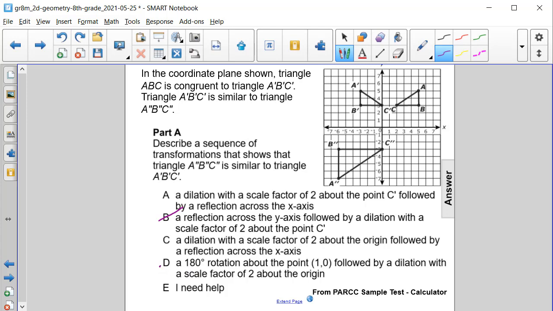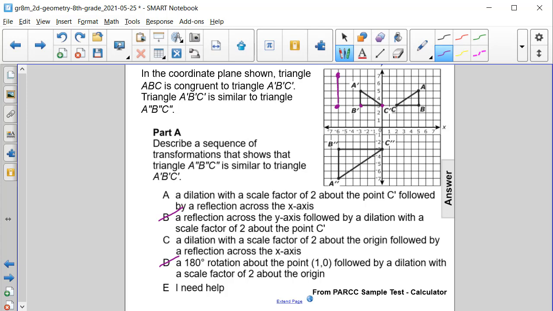This one says 180-degree rotation. That did not happen. Okay, so now we're down to these two. Dilation with a scale factor of 2 about point C prime. If it's about C prime, that means it would not move, but B prime would go from being 3 units away to 6 units away. And A prime would go from being 2 units above B prime to being 4 units above this extra new B point that we're introducing.